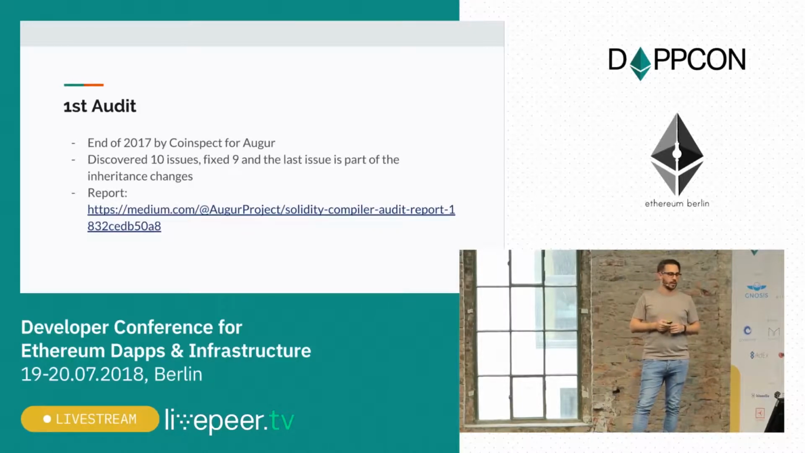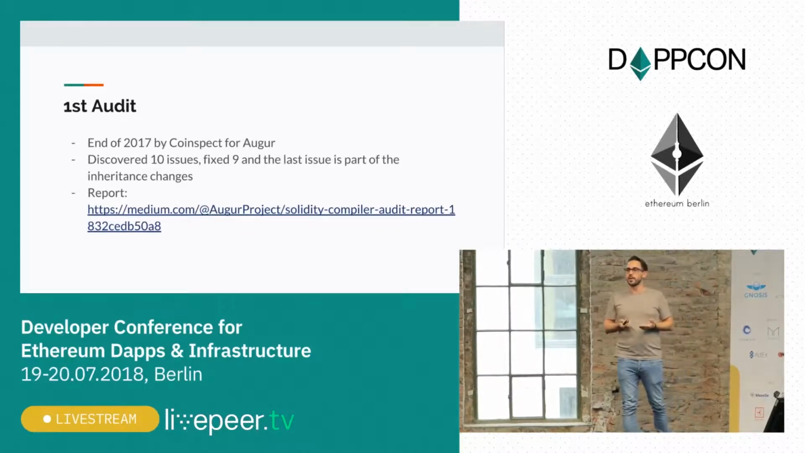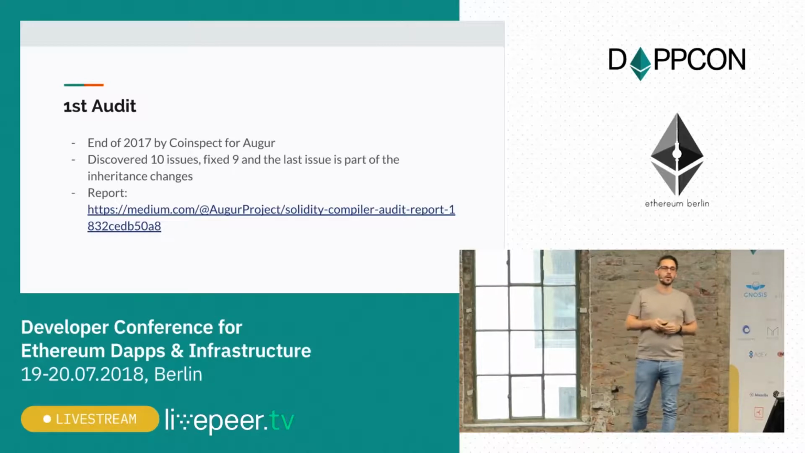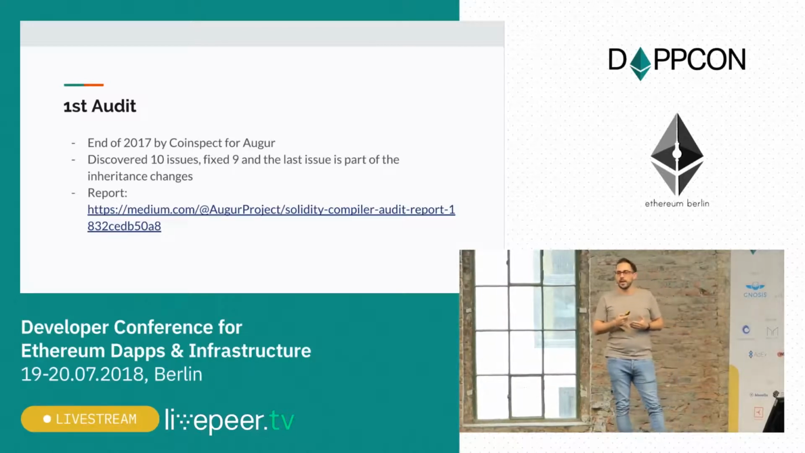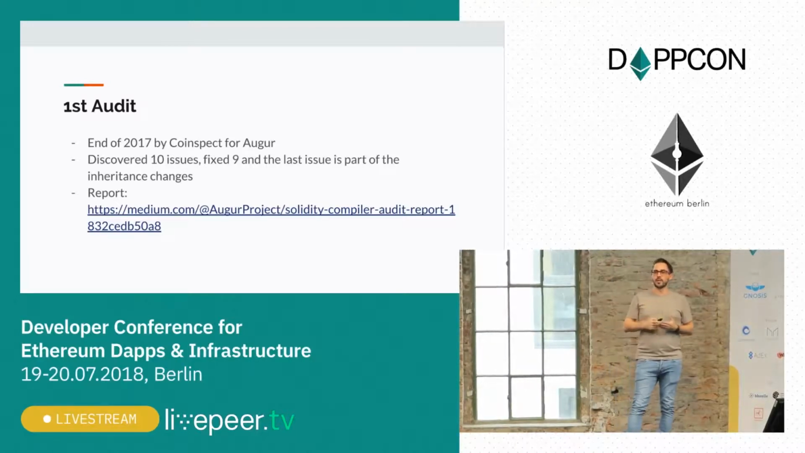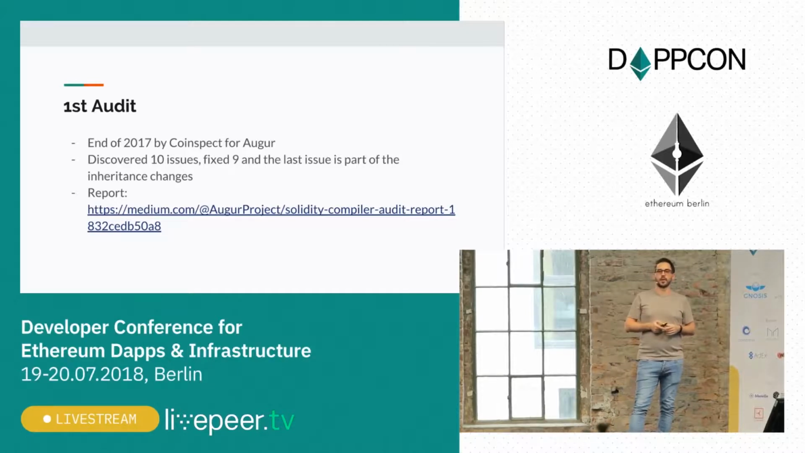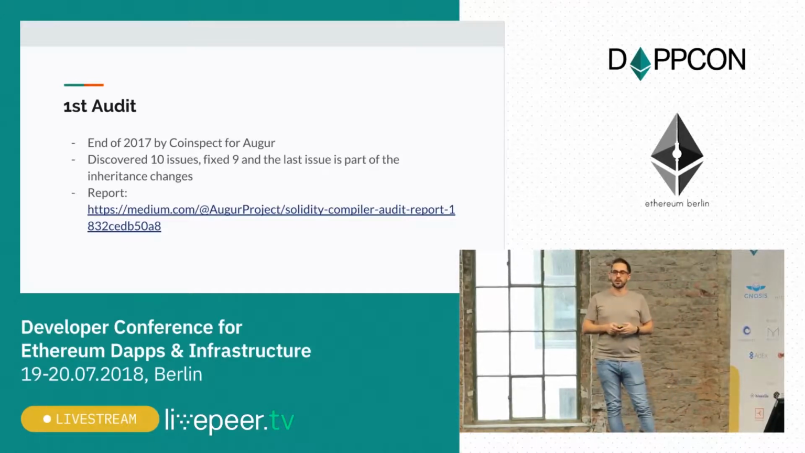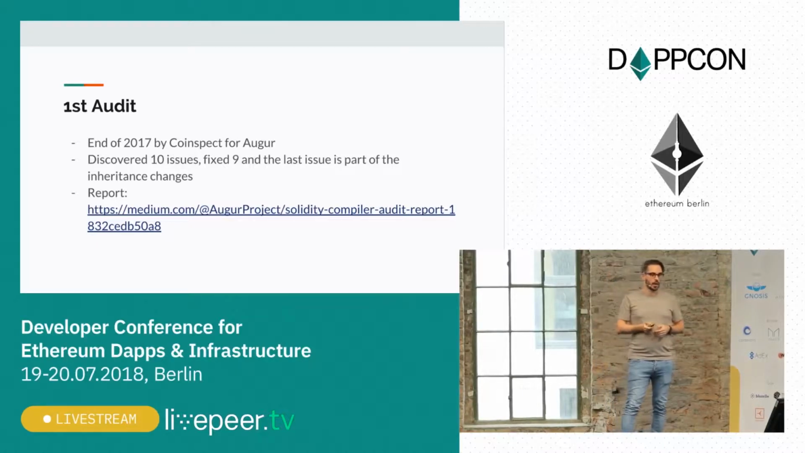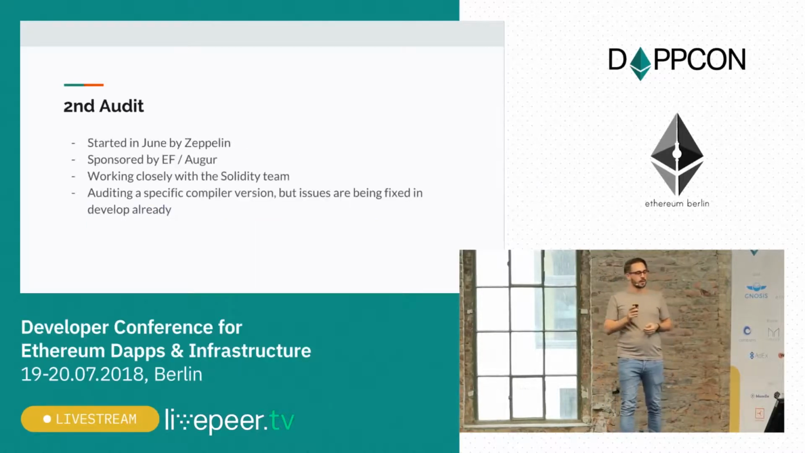OK, two more things we had in the last year. There was an audit at the end of last year, sponsored by Augur and done by ChainSecurity. It found 10 low-risk issues, 9 of which we fixed a while back, probably in December. And there's one single low-risk issue outstanding, which is a proposal about the override keyword in inheritance. That is, of course, part of the inheritance discussion, so it's not forgotten. There's a report there if you want to read it.